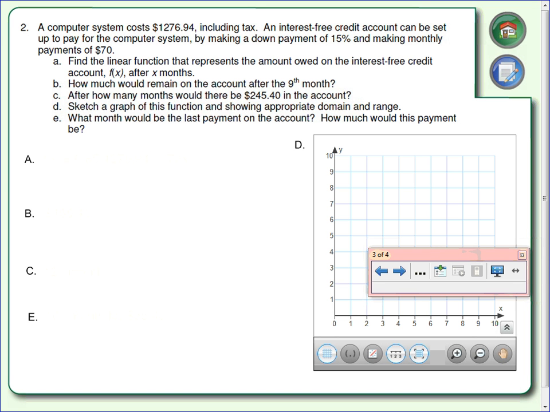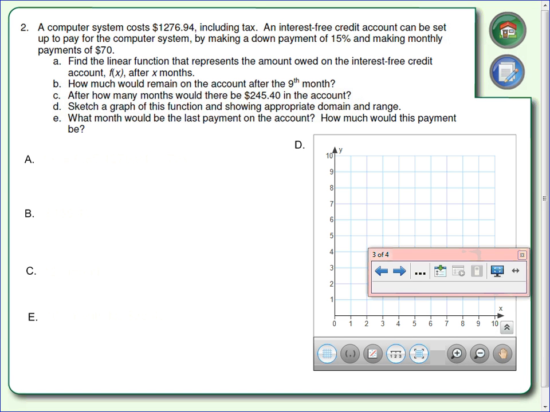Number 2, different scenario this time. We have a computer system that costs $1,276.94. That does include tax. It says that an interest-free credit account can be set up to pay for the computer system by making a down payment of 15% and making monthly payments of $70. So you don't have $1,276.94 in your pocket, so you have to ask to charge it. They let you charge it interest-free, so they're not going to charge you any interest.